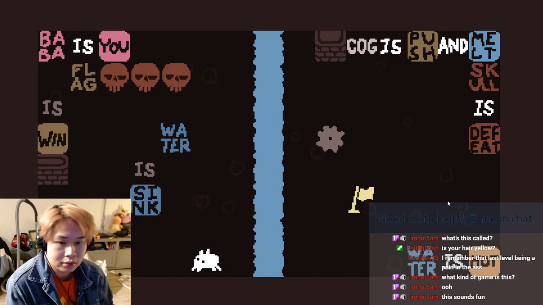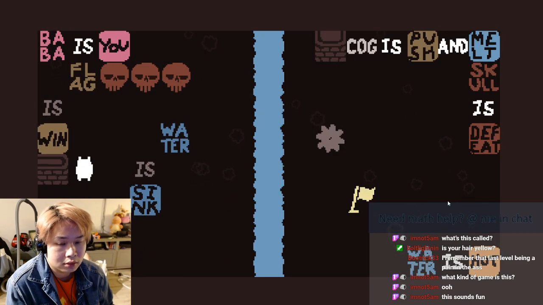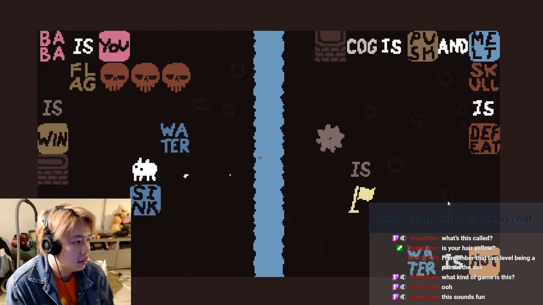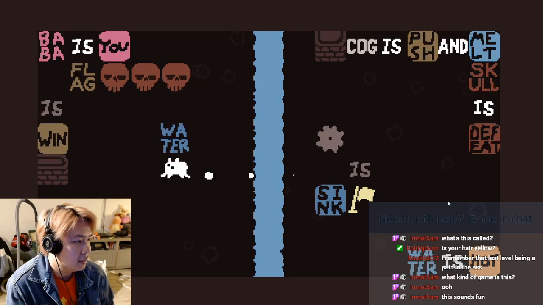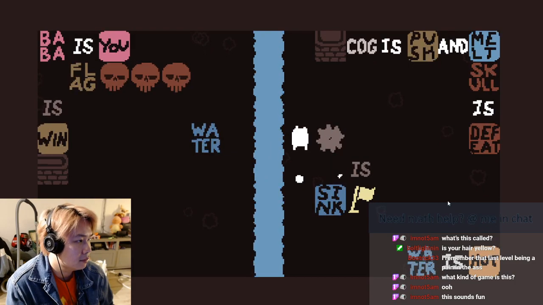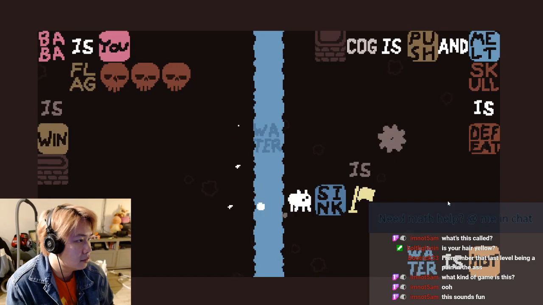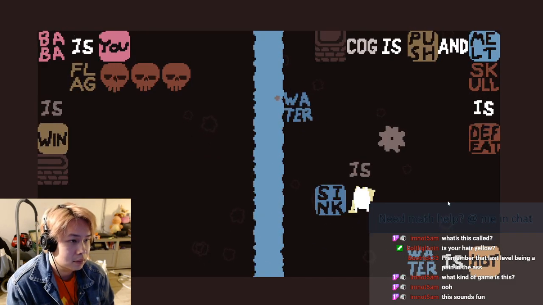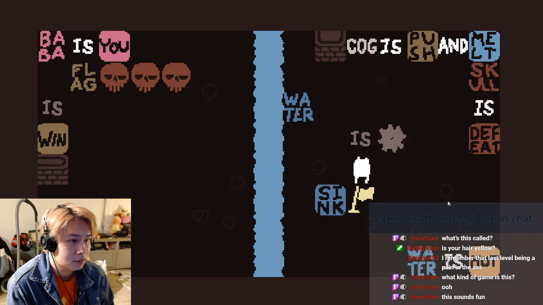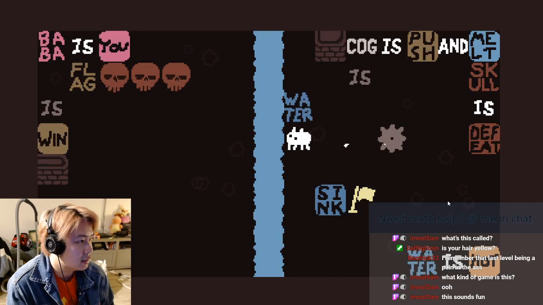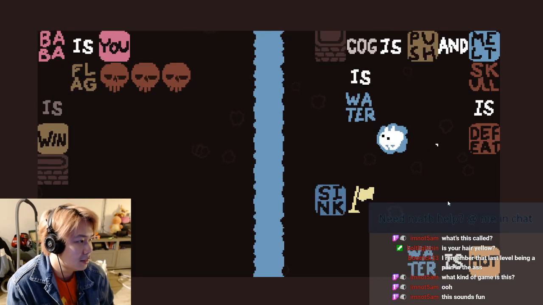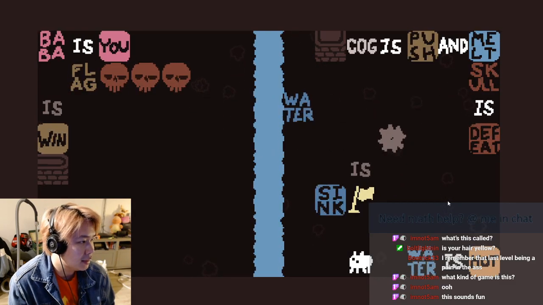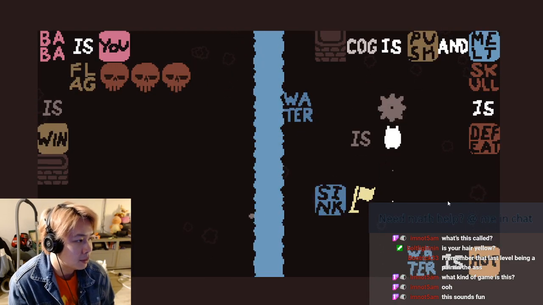So let me see what I can do. So I gotta play around with these words that I have. Is, water, and the actual cog itself. So I can make the sentence cog is water, but that just turns this cog into water. So I don't think that helps. And then it looks like I'm pulling stuff, like if I do this, but I'm just pressing undo. You can't pull words and objects.